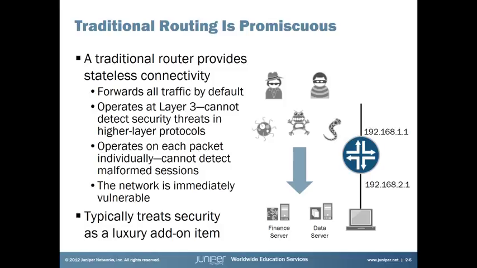So a router operates on each packet individually and can't detect malformed sessions. We don't want it to be spending time looking at those things. That's not what it's there for. So the issue is that the network is immediately vulnerable. Here we've got the internet, with routers forwarding everything and anything that comes along as fast and as efficiently as possible. Now, when that traffic arrives at your organisation, do we want to take whatever comes along?